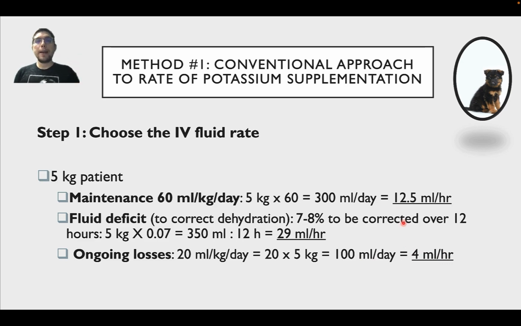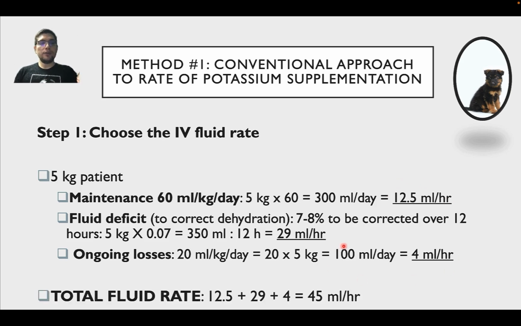So now we're going to add everything up and we're going to get the final total fluid rate, which equals 45 mL per hour. That's how we came up with this rate based on his physical exam findings and our knowledge about this patient.